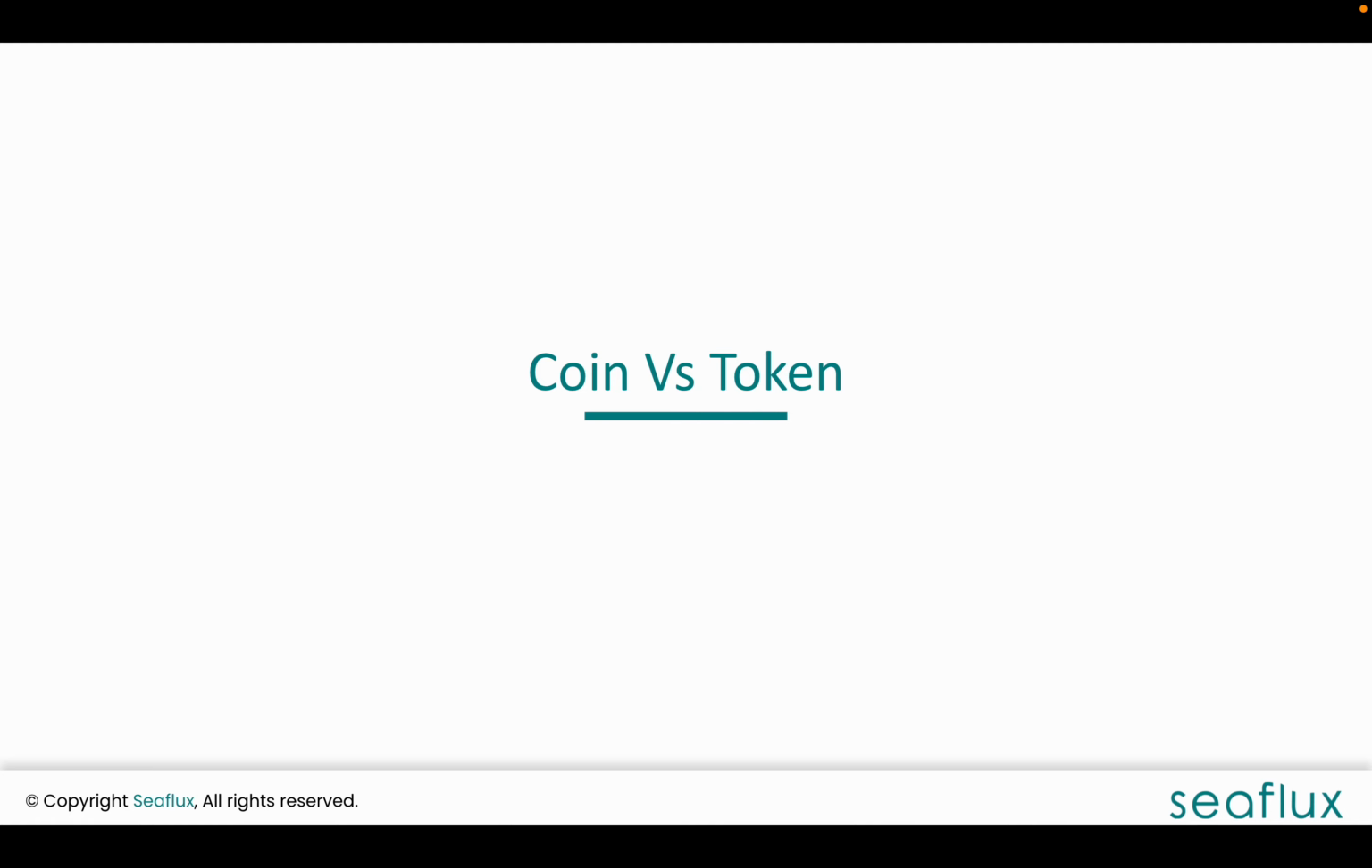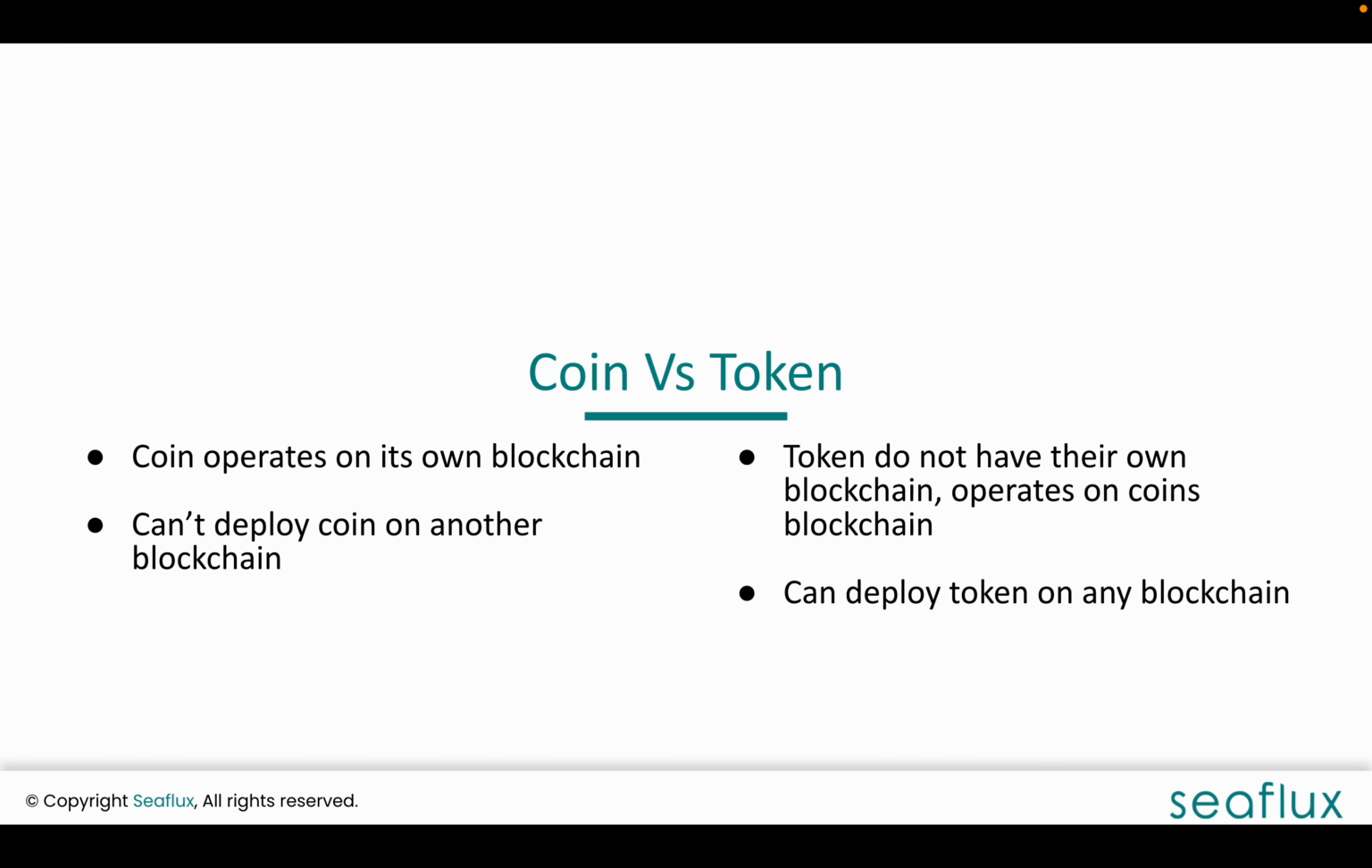Now the major difference between coin and token in cryptocurrency is here. A coin operates on its own blockchain. Okay, so a coin always has its own blockchain, while a token never has its own blockchain. It operates on the coin's blockchain. So this is the main difference between them.